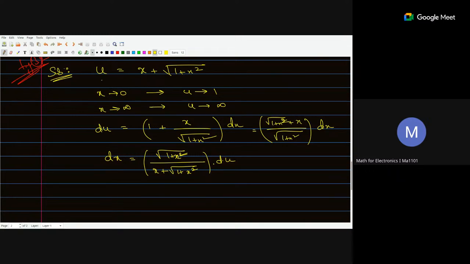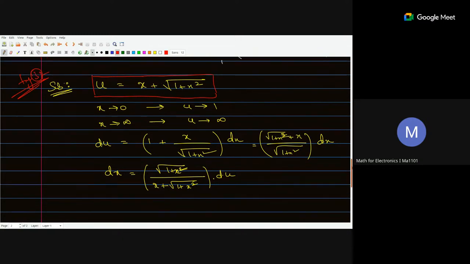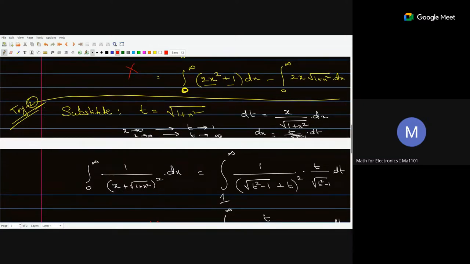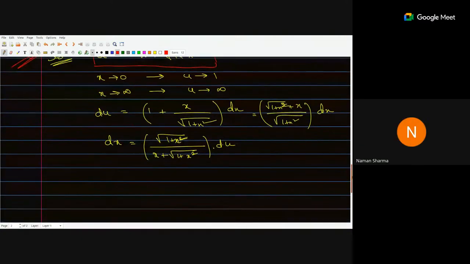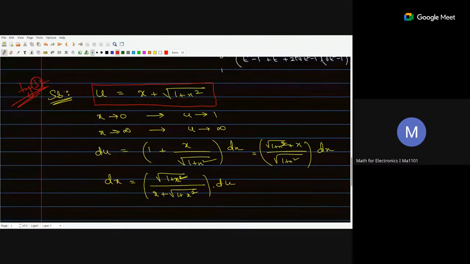See, I am substituting u as x plus root 1 plus x square. What will you get when you take derivative on both sides? du will become, if you differentiate x with respect to x, it will become 1 plus, when you differentiate root 1 plus x square, that is what we discussed here also, it will become x by root 1 plus x square. Yes, sir. Correct. So this will become this and then this. And I'm just bringing these terms to the du side, not on the dx side. I'm writing dx in terms of du.